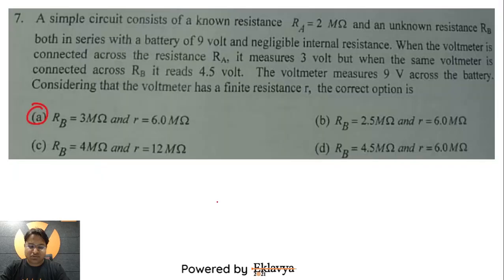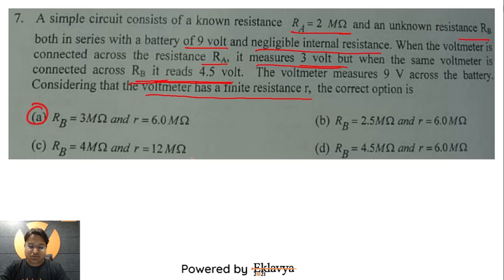Now looking at question number 7, it says that a simple circuit consists of unknown resistance Ra and an unknown resistance Rb, both in series with a battery of 9 volt and negligible internal resistance. When a voltmeter is connected across Ra, it measures 3 volt, but when the same voltmeter is connected across Rb, it reads 4.5. Okay, now this statement was enough to tell us that we have to consider the internal resistance of the voltmeter also, but it has been clearly mentioned that the voltmeter has finite resistance. So they have made the task easier for us.